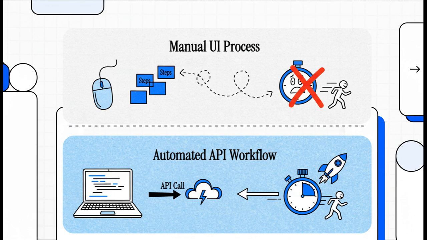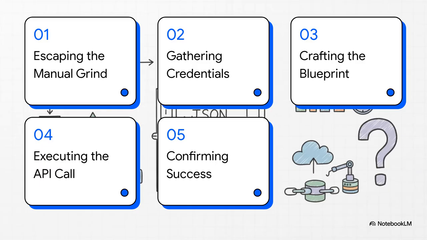So let's dive in. Here's our game plan, our mission briefing, if you will. First, we'll talk about why we're escaping the manual grind. Then we'll gather the credentials we need. After that, we'll craft the job's blueprint, execute the API call, and finally confirm that our mission was a success.